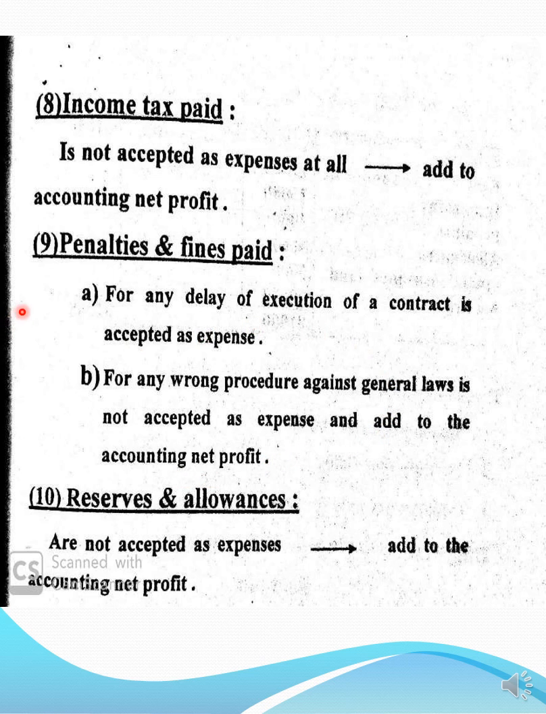احنا عندنا نوعين من penalties والfines paid. عندنا حاجة accepted وحاجة not accepted. accepted الديلي بتاع أي عقد، إن أنا أتأخر في تنفيذ أي عقد، ده accepted as an expense. لكن لو أنا عملت أي خطأ ضد القانون، فيبقى لو هدفع أي penalty ده مش accepted وإن أنا لازم أزوده.